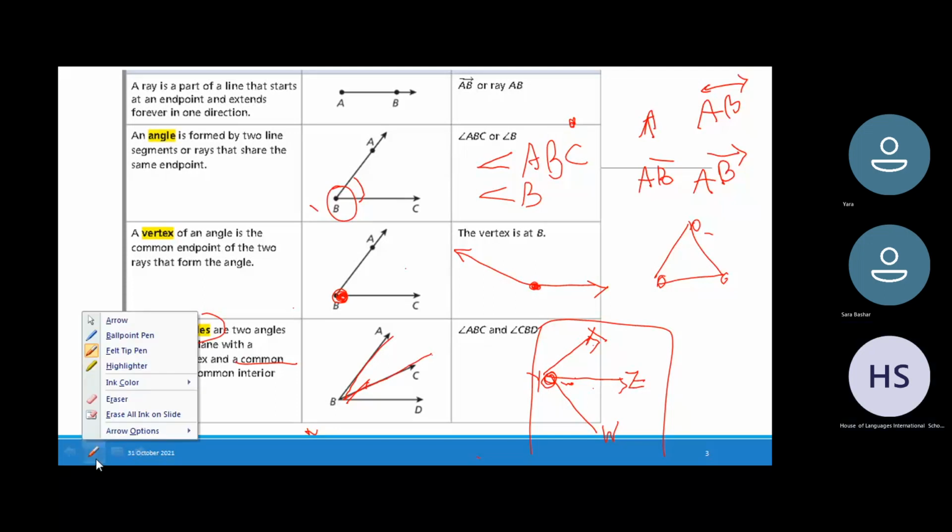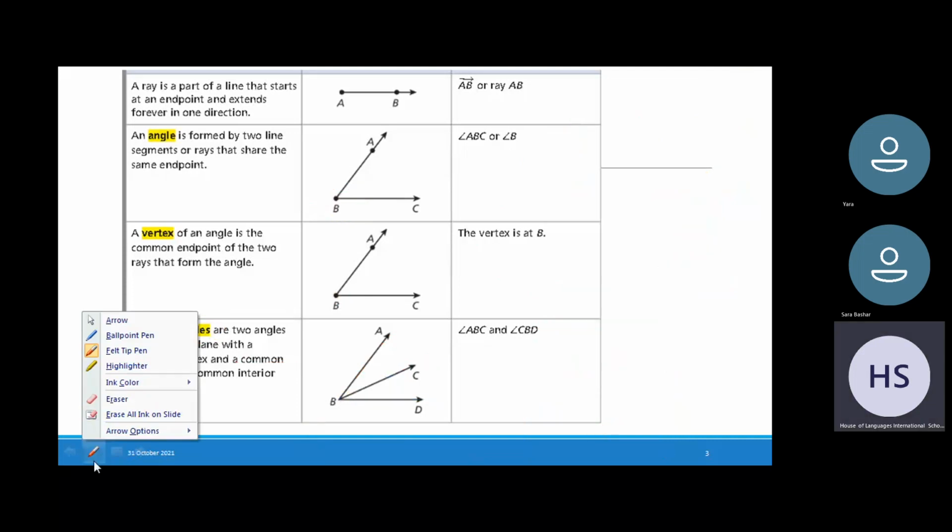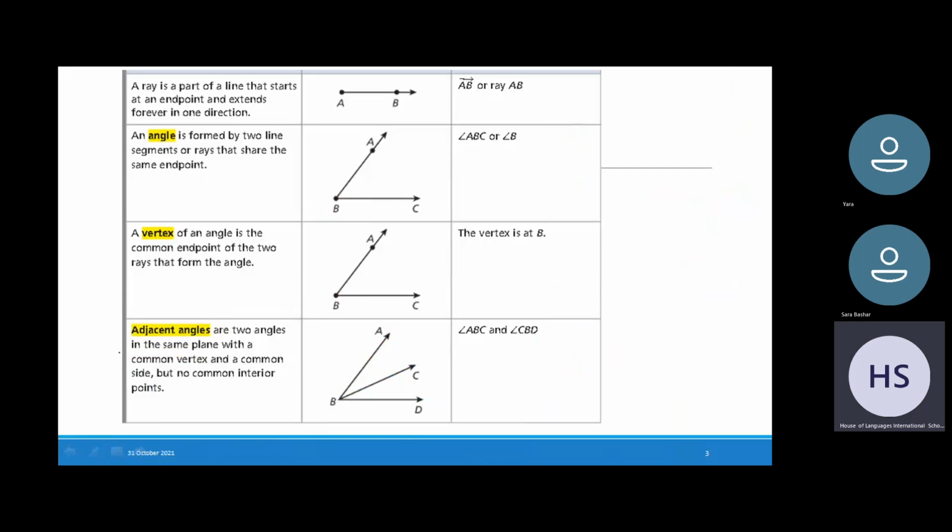And if you have another angle, they have the same vertex and the same side. So these two angles are adjacent. When I use the adjacent, later on you will see that. Now, we said before that if this is a 3 and this is 4, so what is the length of ABC or AC? What would you say? 3 plus 4. Is it right? We took it in the last lesson. Now, here for the adjacent angles.